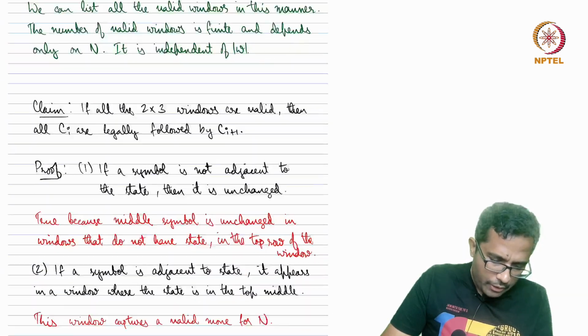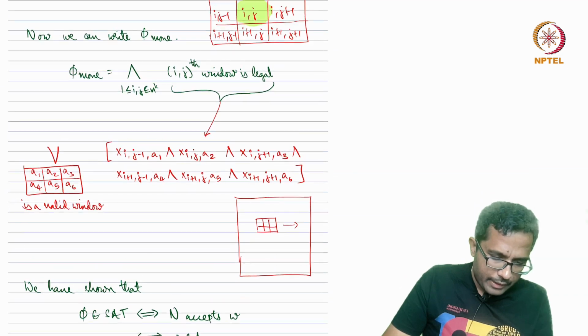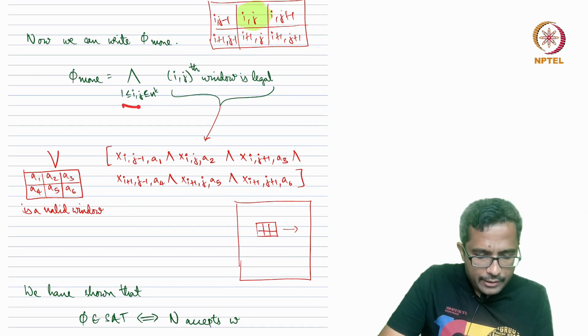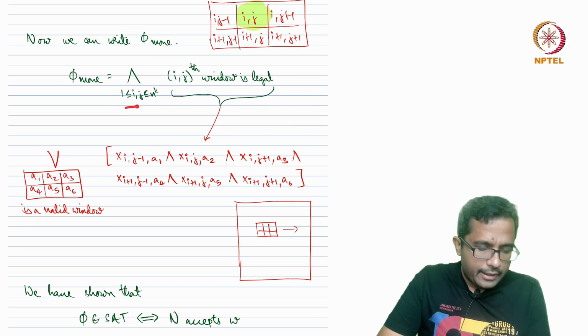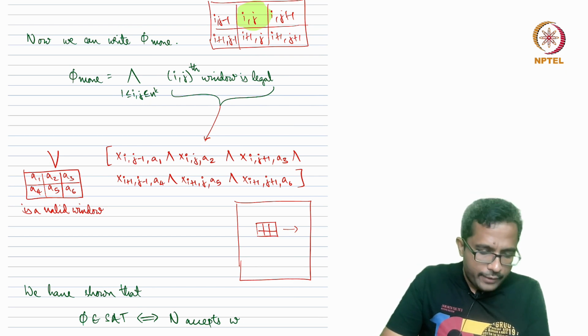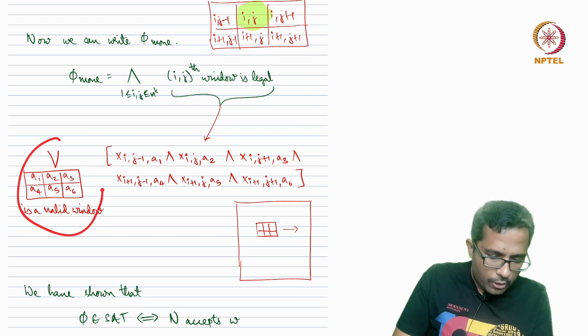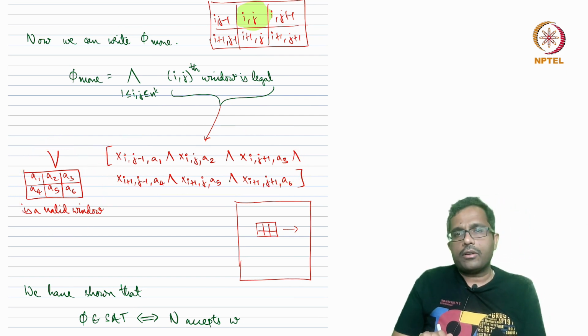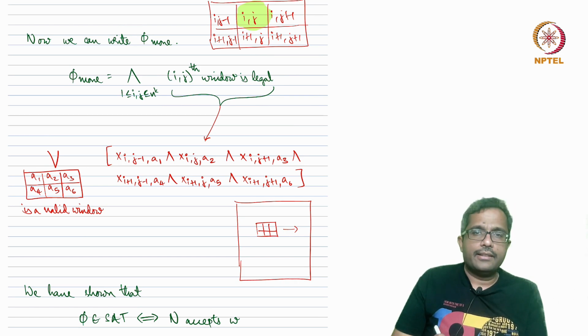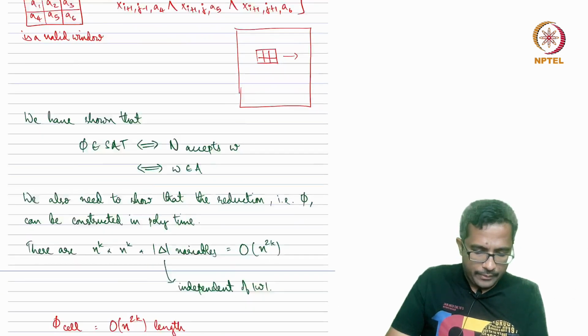Phi move is also straightforward, right? So we have an AND on the outside that runs through all i and j, and within that there is an OR that runs through all the valid windows, and then inside that there is an AND of 6 literals, right?